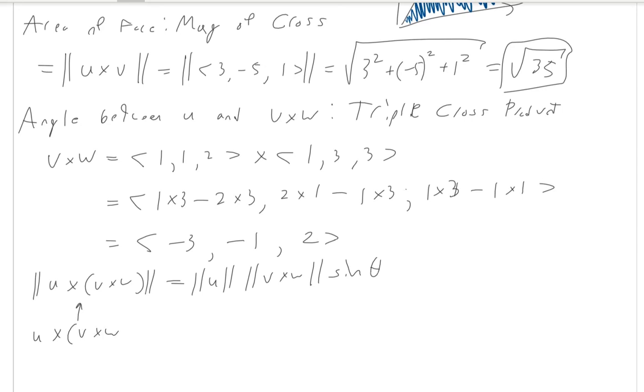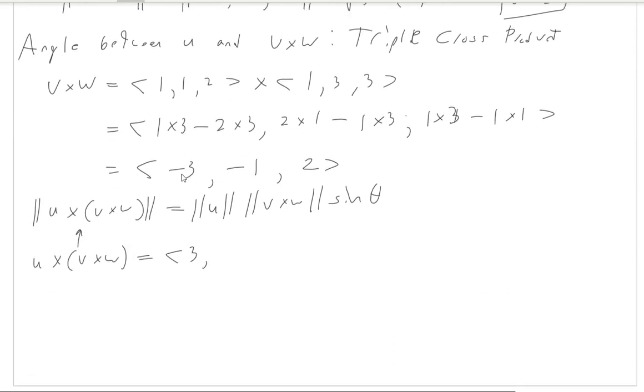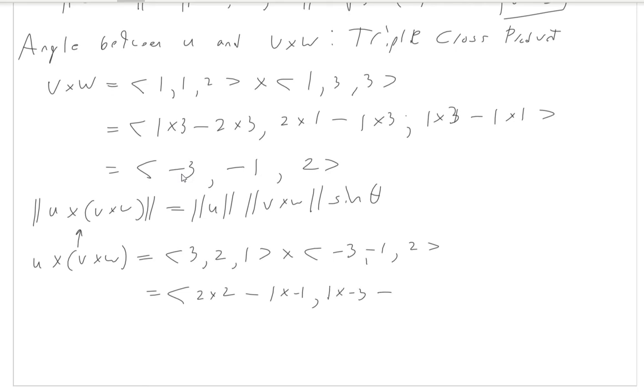So u cross v cross w, where u is, if I scroll up, u is 3, 2, 1. Cross product with negative 3, negative 1, and 2. That will give me 2 times 2 minus 1 times negative 1. Then for the second component, we have 1 times negative 3 minus 3 times 2. And then for the third, 3 times negative 1 minus 2 times negative 3. That gives us 4 plus 1 is 5. This will give us negative 3 minus 6 is negative 9. This will give us negative 3 plus 6, so that's 3.